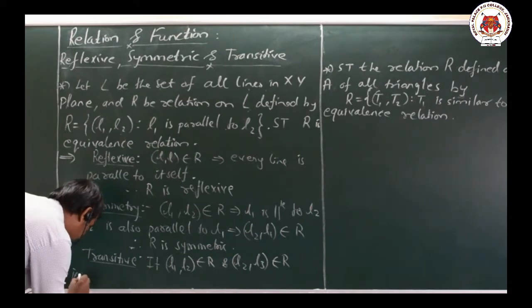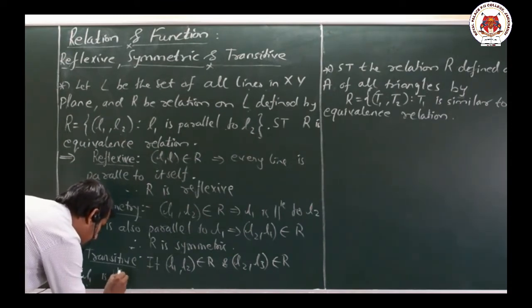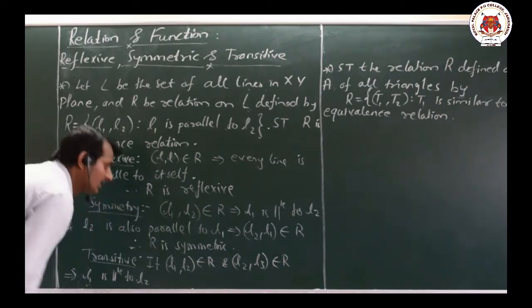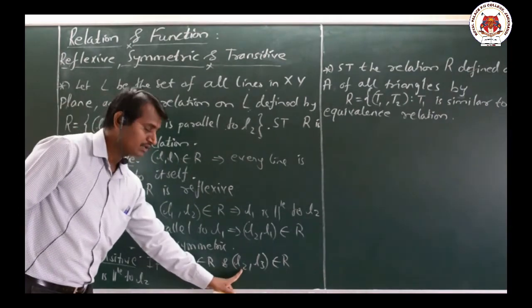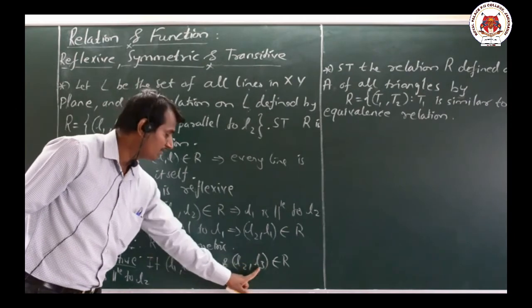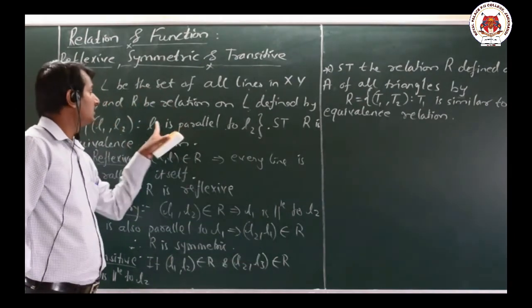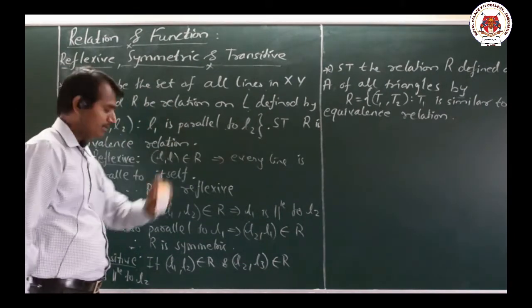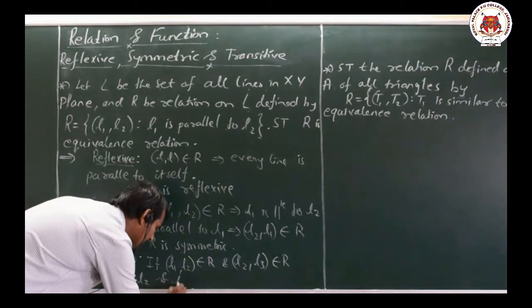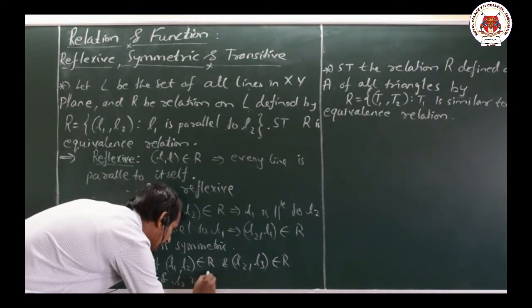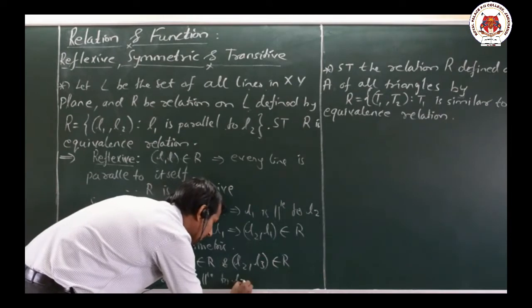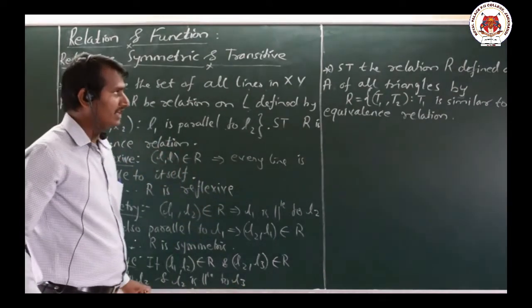That implies L1 is parallel to L2. And what does it mean here? (L2, L3) belongs to R means L2 is parallel to L3. And L2 is parallel to L3. Now what does it mean? See, it is very simple thing.